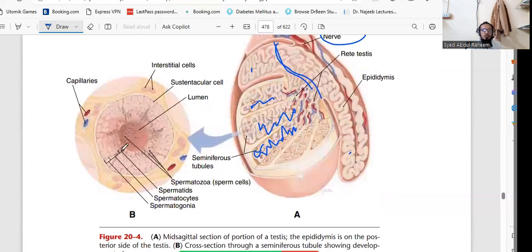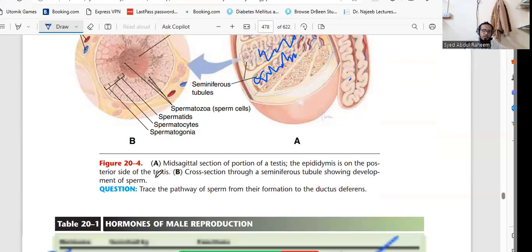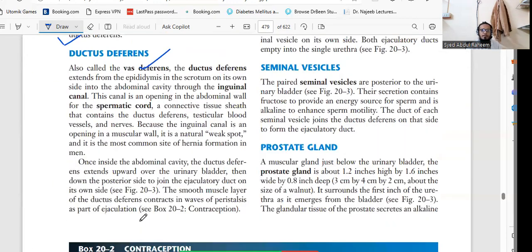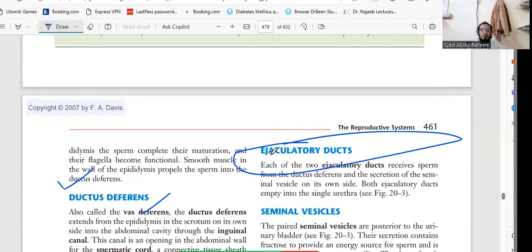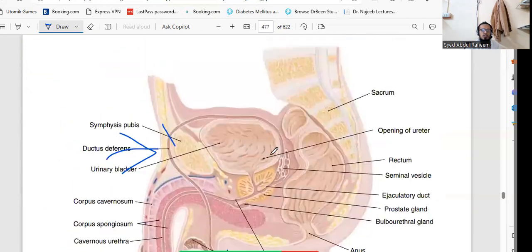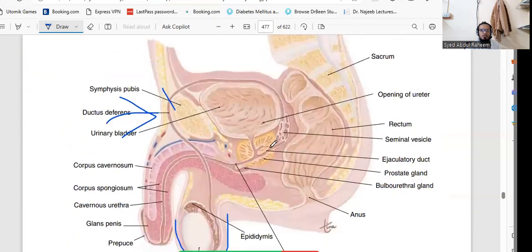This is the seminiferous tubule. You can see that in that we have capillaries, interstitial cells, lumen. These are the spermatids, spermatocytes, spermatogonia, and spermatozoa will form, the sperm cells. This is a very natural process. Next, we have the ejaculatory ducts. You can see that this is the ejaculatory duct.